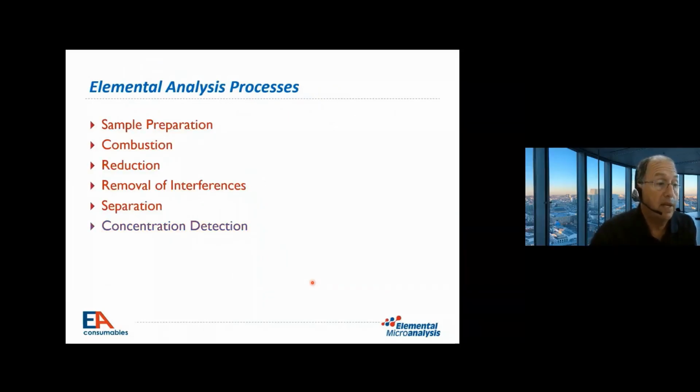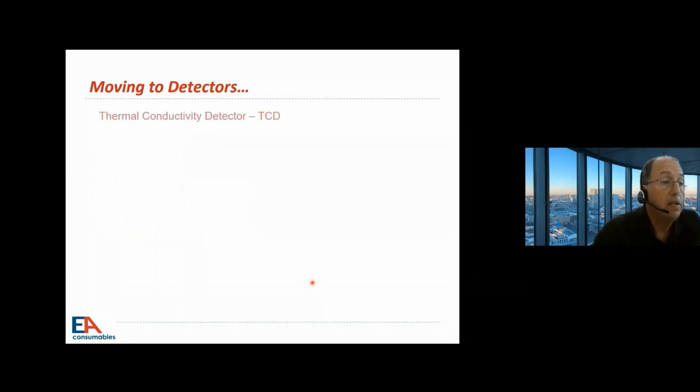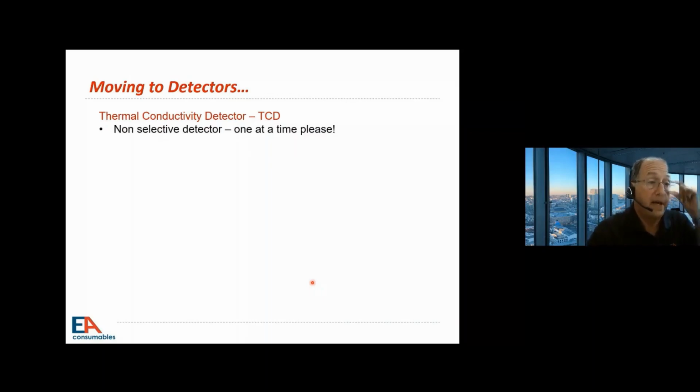Okay, and then we're getting down to the end. Our next is the concentration detection. So going to detectors, our most typical detector for this type of analyzers are thermoconductivity detectors. They're non-selective detectors, so we have to send the gases one at a time to them, separate them first.